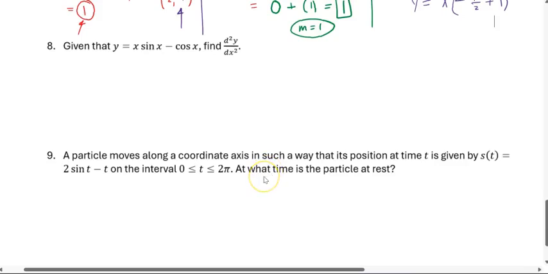All right, let's do number 8. Given that y is x sine x minus cosine x, find the second derivative of that function. Okay, so that just means we have to do the derivative back to back. Let's go ahead and find the derivative first.